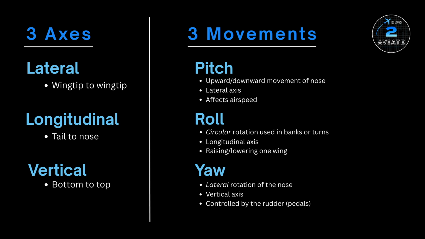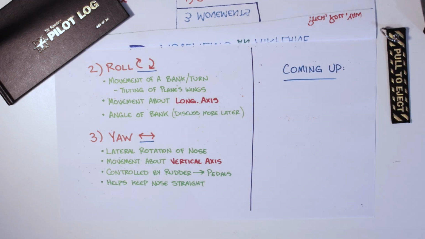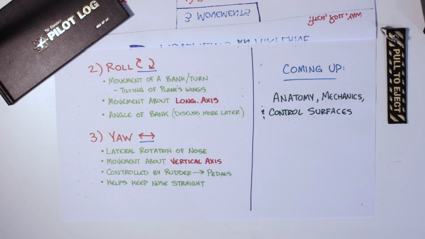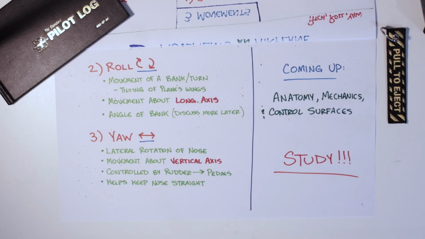Now, in upcoming videos, we'll be talking more about the anatomy of an airplane, including the control surfaces as well as aerodynamics. These will help you have a better understanding of how these three movements are carried out and what they affect.